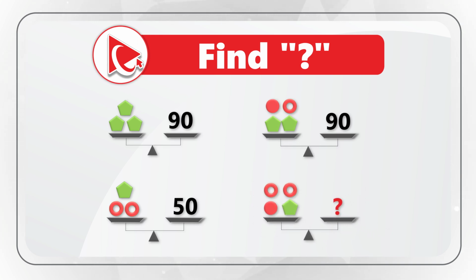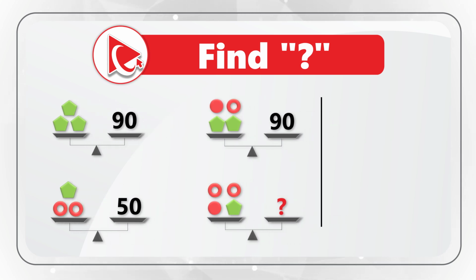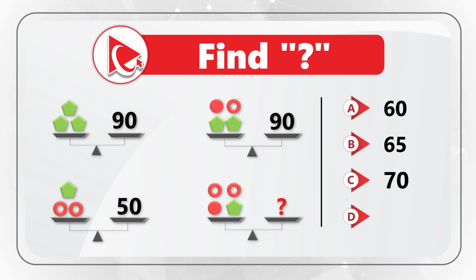You need to select the missing number out of 4 different choices. Choice A, 60. Choice B, 65. Choice C, 70. And then choice D, 75. Take a close look to see if you can do the calculations and come up with the right solution.